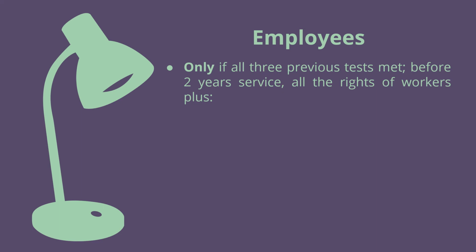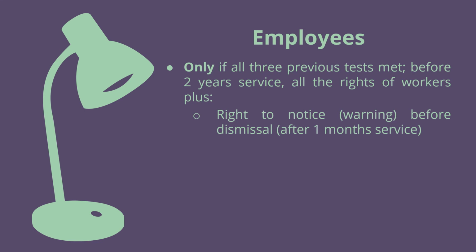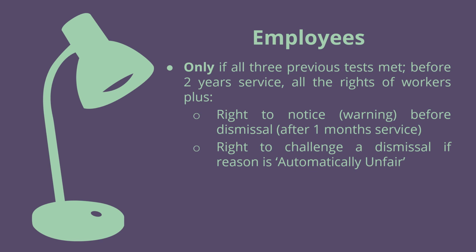Employees, however, are entitled to minimum notice. After 1 month, employees are entitled to minimum notice or warning, unlike most workers, before they are dismissed. Challenge automatically unfair dismissals. As an employee, you can also challenge your dismissal if it was for an automatically unfair reason. We will be covering those reasons in a further video.